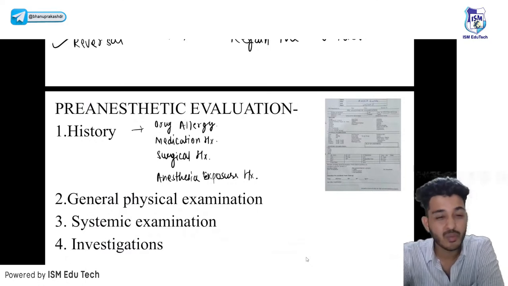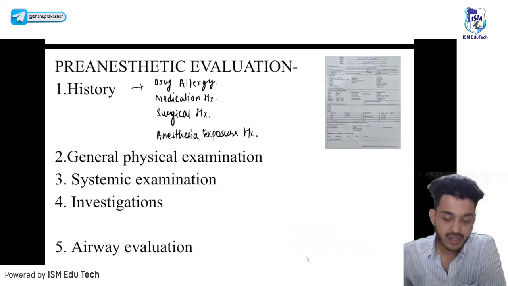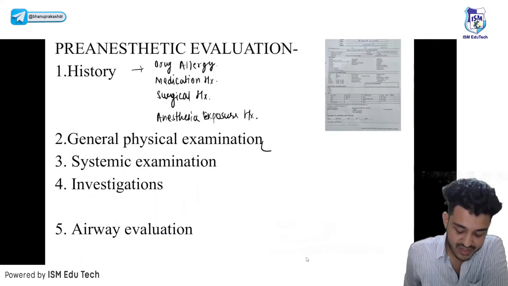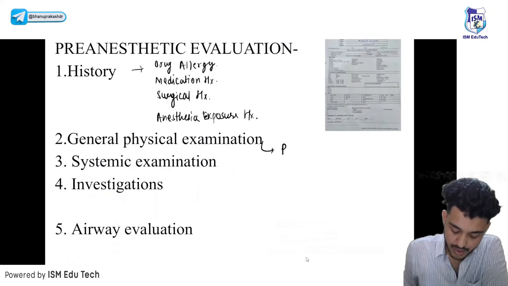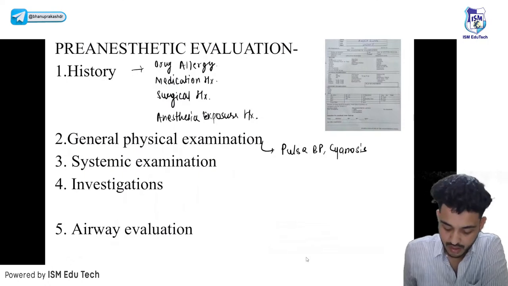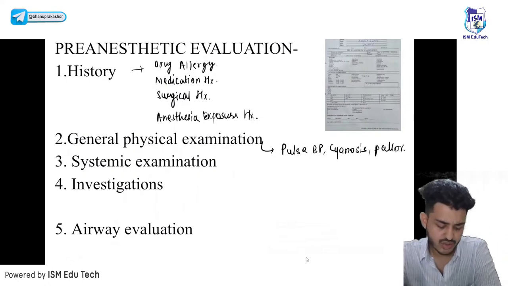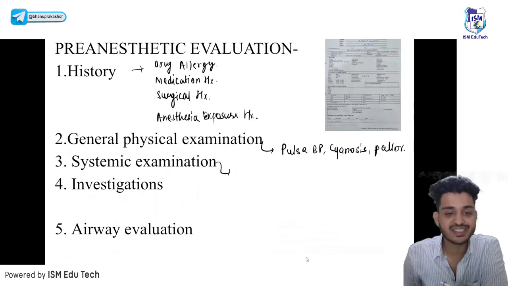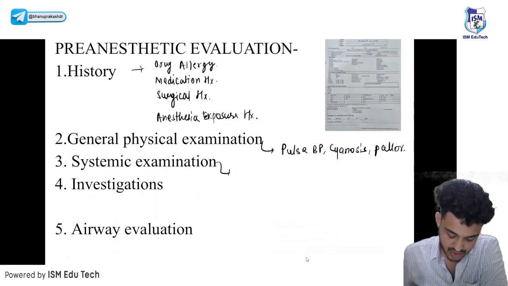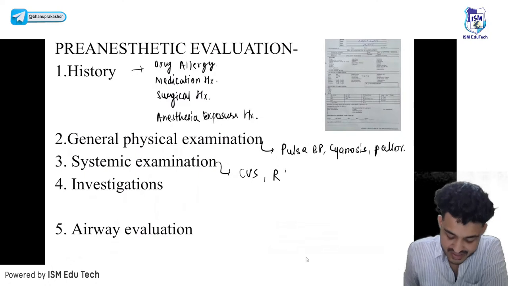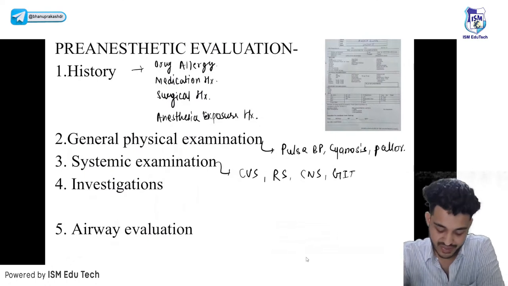For example, some diseases are more common in females, some diseases are more common in males, and age is also a factor. Okay, second thing is general physical examination. In general physical examination, they will look for the pulse, blood pressure, cyanosis, pallor. So that is the general physical examination of the patient. Now what will happen? They will do the systemic examination. In systemic examination, there will be examination of the cardiovascular system, mainly the respiratory system, the CNS, and the GIT. So these are the things that we need to look for.